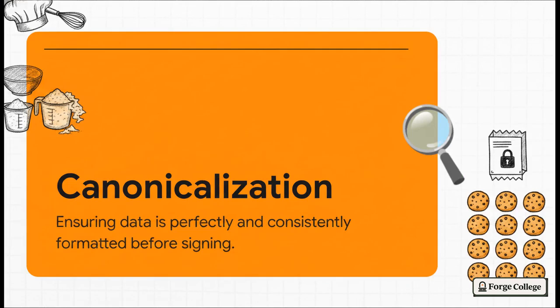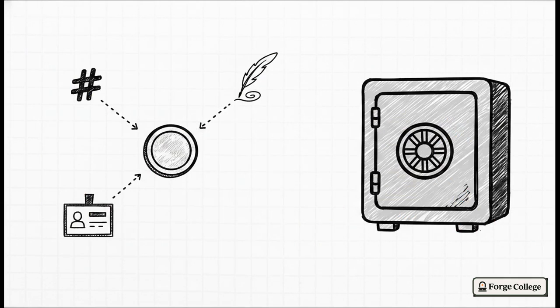Before we actually sign our claim, we really have to talk about canonicalization. I know it's a big, intimidating word, but honestly, it just means ensuring our data is perfectly and consistently formatted every single time. Imagine baking a cake, okay? If you measure a cup of flour by packing it down super tight one day and then leaving it totally loose the next, your cakes are going to turn out completely different. Canonicalization just means we measure the data the exact same way before hashing, so our verification hashes match perfectly later on.